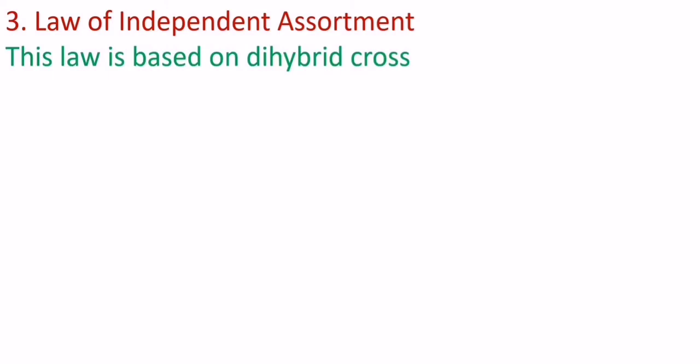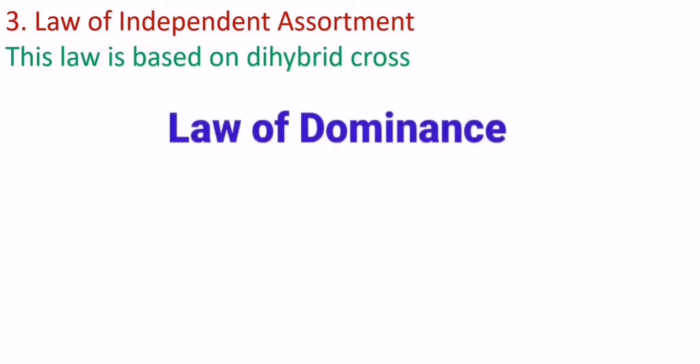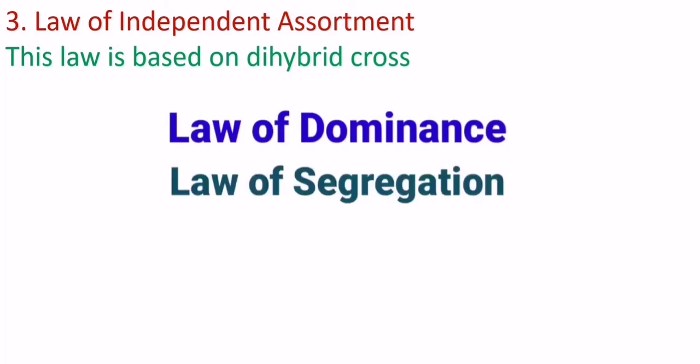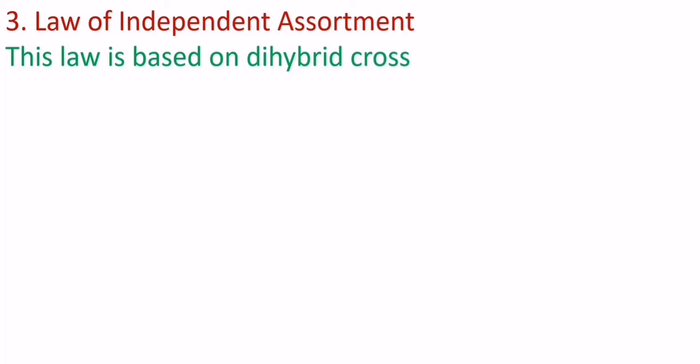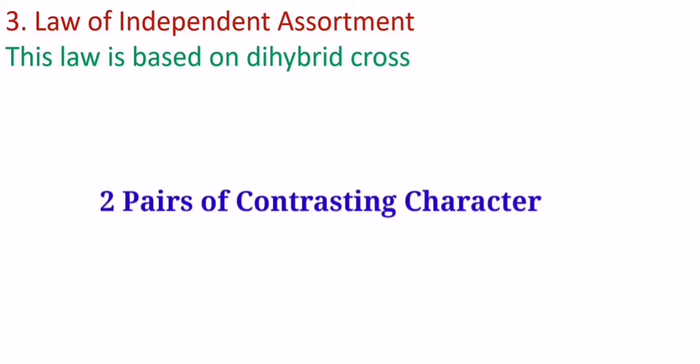Mendel's third law, the law of independent assortment. This law is based on the dihybrid cross. In Mendel's law of dominance and law of segregation, we considered only one pair of contrasting characters, that is, a monohybrid cross. But here we will consider two pairs of contrasting characters, the dihybrid cross.